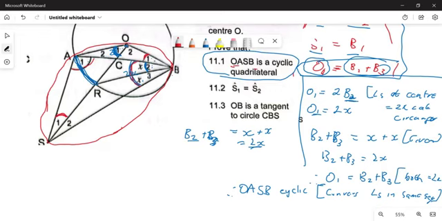Are you good? And then it also means that O2. Why are they equal? They're equal because this thing here is a cyclic quadrilateral. Again, remember here, we're trying to prove that this thing here is a cyclic quad.